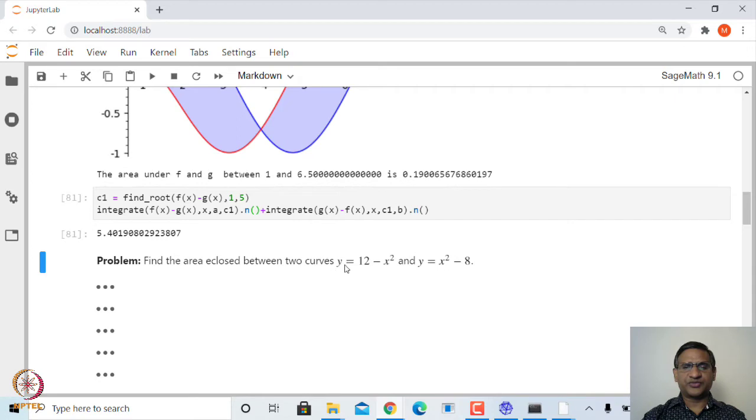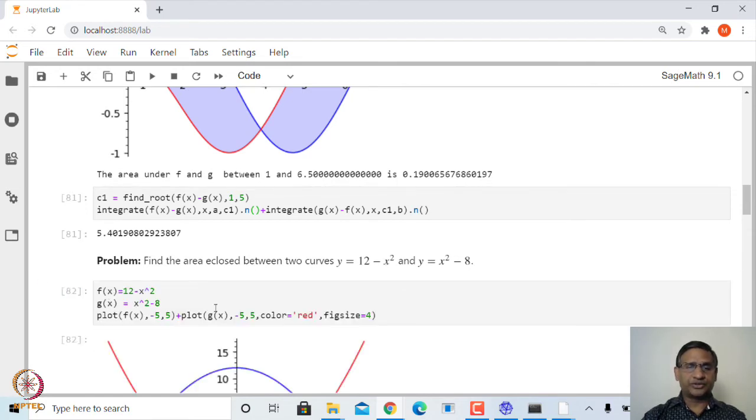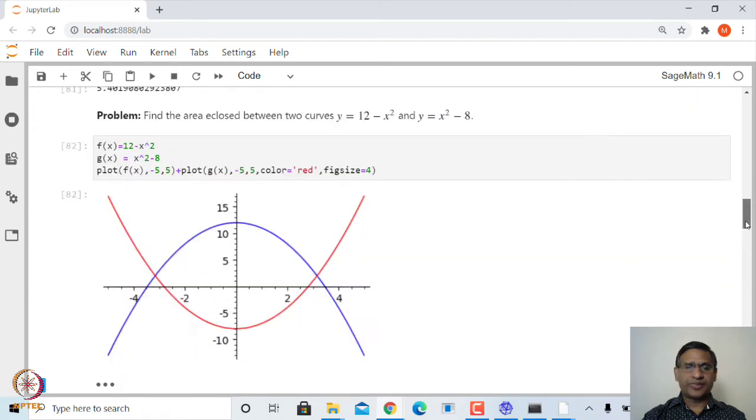Let us take this example. So this is again similar to this. So find the area enclosed between two curves. If you try to plot the graph of these two functions together, then the enclosed area is only between this and this, right, between this intersection point and this intersection point. So that you need to first find out.